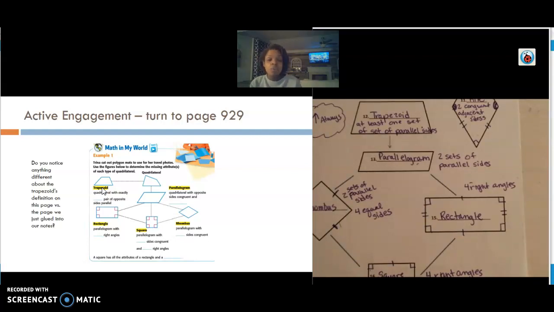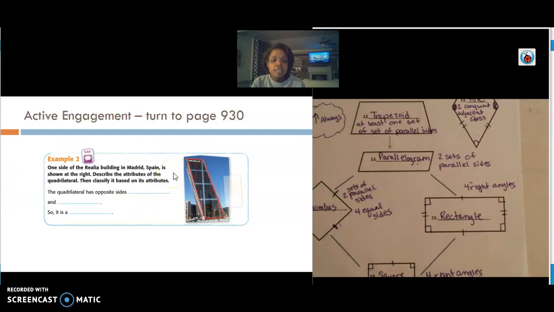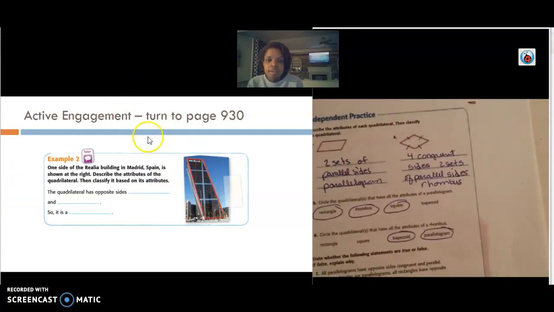It's just another way of classifying using the hierarchy, okay? So I just wanted you to see that. All right, so let's look over here. One side of the Renalia building in Madrid, Spain is shown to the right. Describe the attributes of the quadrilateral, then classify it based on its attributes.